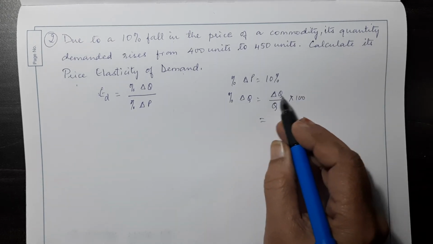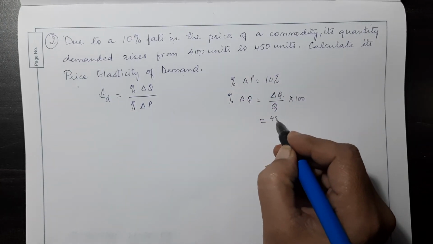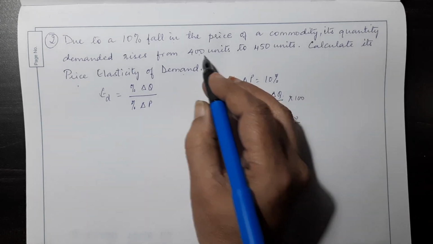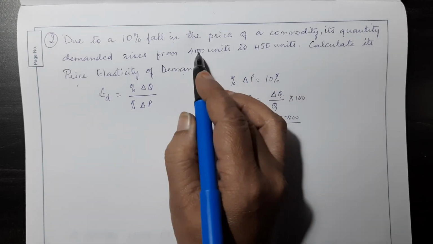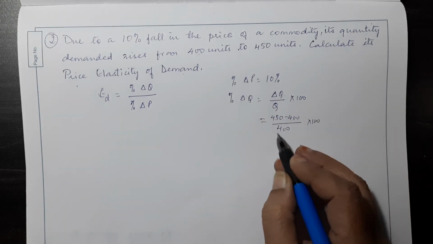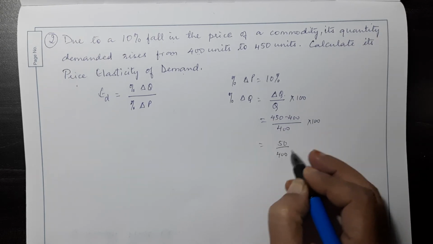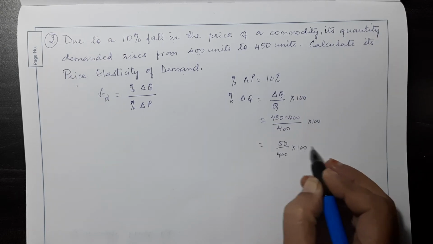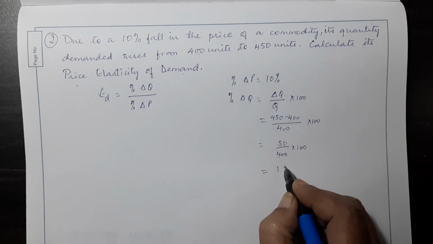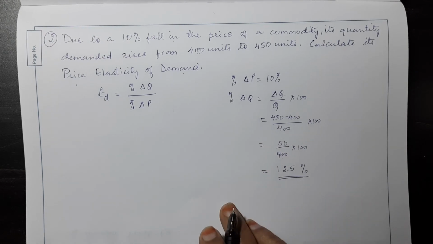Okay, what is the change in quantity? 400 to 450. So, we will write final is 450 minus 400 divided by initial, which is 400, into 100. So, when you solve this, you get 50 by 400 into 100. So, this goes and you get 50 by 4, which is equal to 12.5%. You can calculate it and see this is 12.5%.